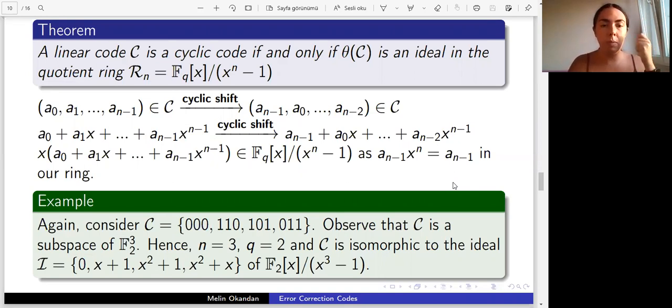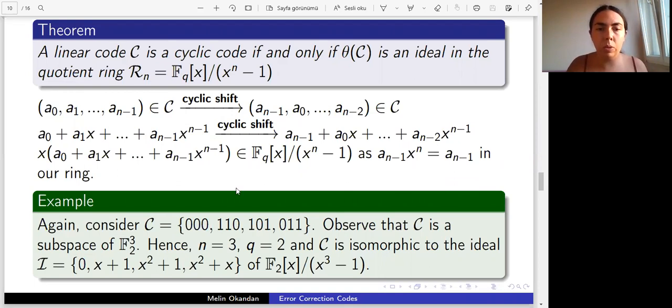Now, if we multiply x with the first thing we had at the beginning, we would again remain in our ideal, in our subset. This makes it an ideal because when we multiply x with an element in our set, we still remain in our ideal. How do we have this? The only problematic thing in this multiplication can be the term a_{n-1} times x to the power n. But this equals a_{n-1} because, as I said before, we are looking at things modulo x^n - 1. So let's take an example.